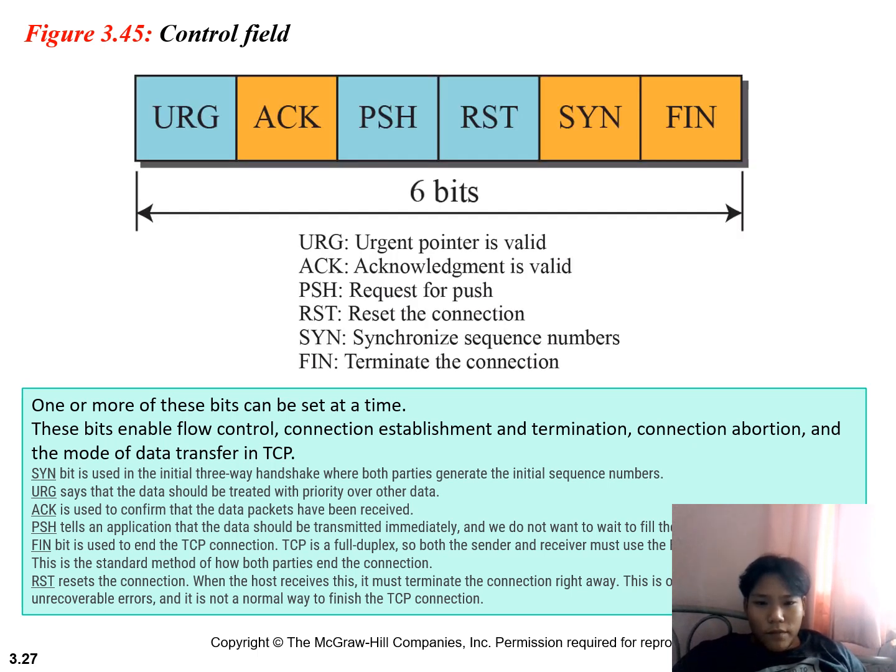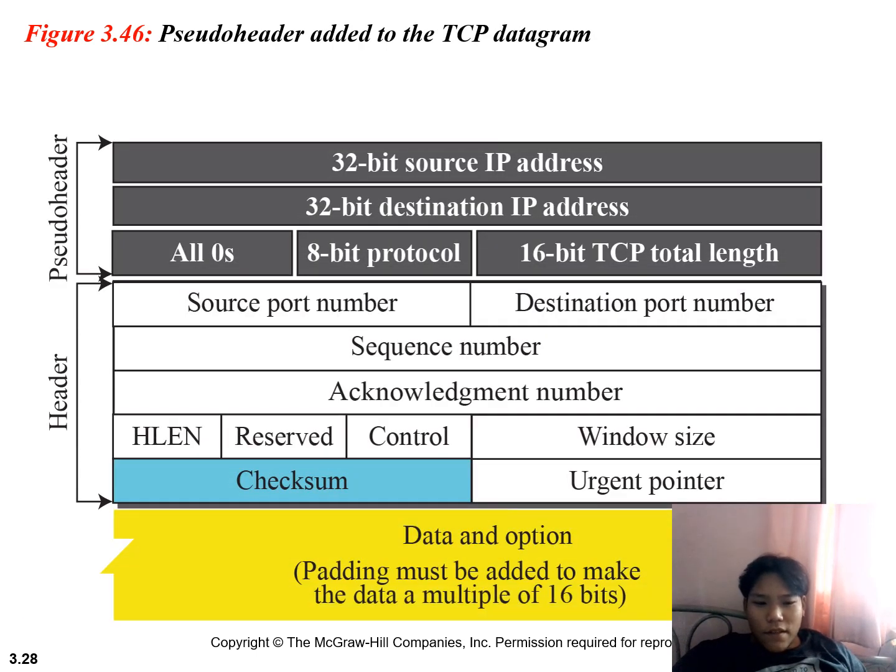Control field. So it has URG, or urgent pointer is valid. ACK, or acknowledgement is valid. PSH is request for push. RST is reset. SYN is synchronized sequence numbers, and FIN is terminated connection. Pseudo header added to TCP datagram.